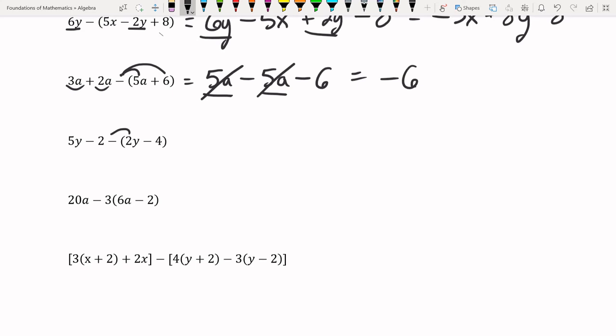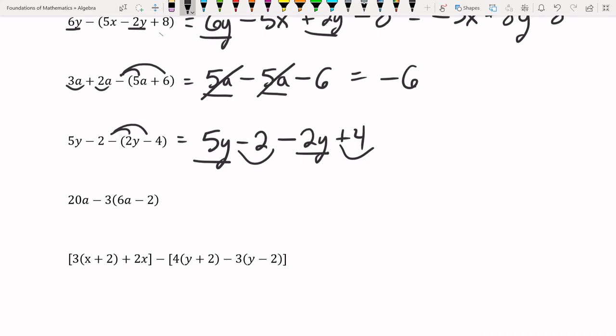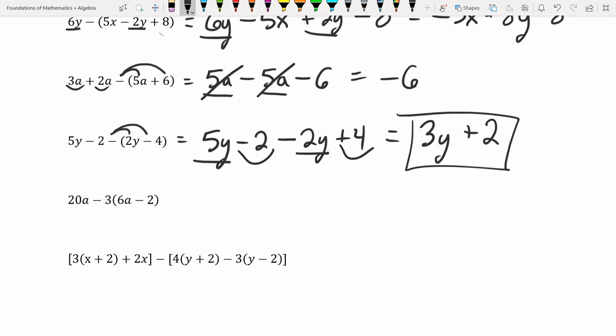Okay, we can distribute the negative here, giving us 5y minus 2 minus 2y plus 4. Now we have 5y and negative 2y, negative 2 and plus 4. So 5y minus 2y is 3y. 5 minus 2 is 3, and we have y. And then negative 2 plus 4 is positive 2. And this can't be simplified any further. There's no like terms.